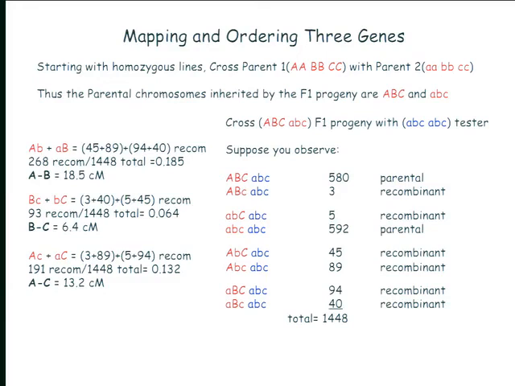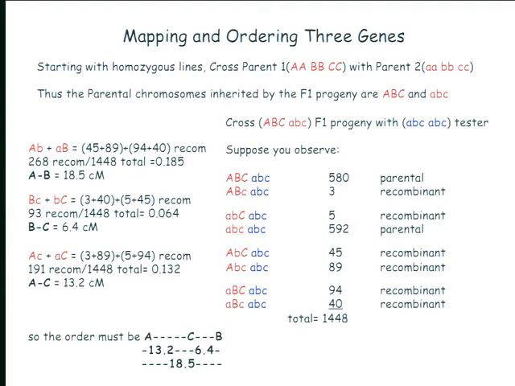So then we can order the 3 genes on the chromosome. The order has to be A, 13.2 centimorgans to C, 6.4 centimorgans to B. The distance between A and B is bigger than either the distance between A and C or the distance between B and C. The distance between A and B is 18.5 centimorgans. Okay, does everybody follow how we got that?